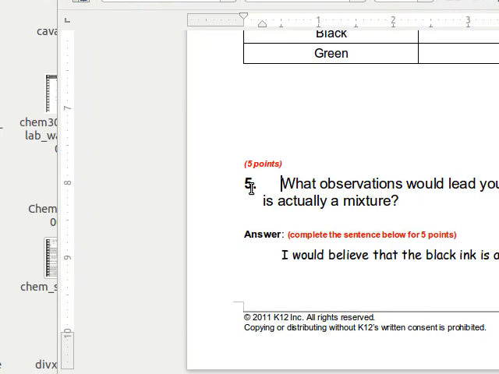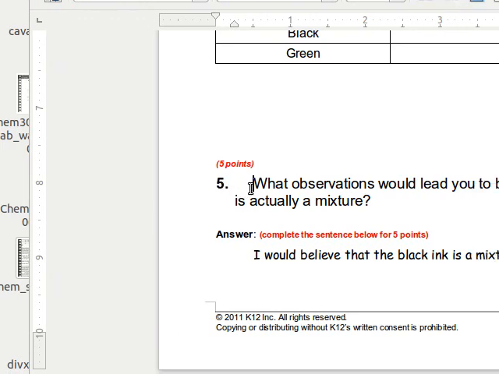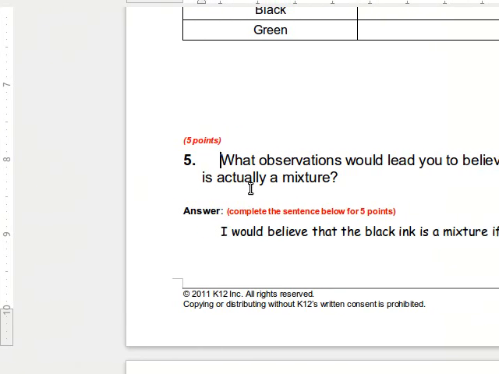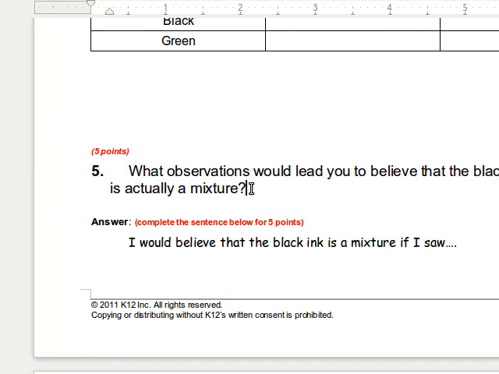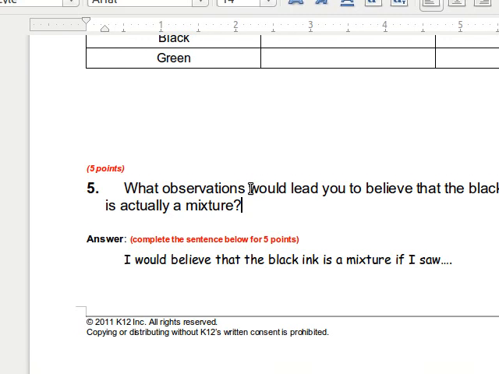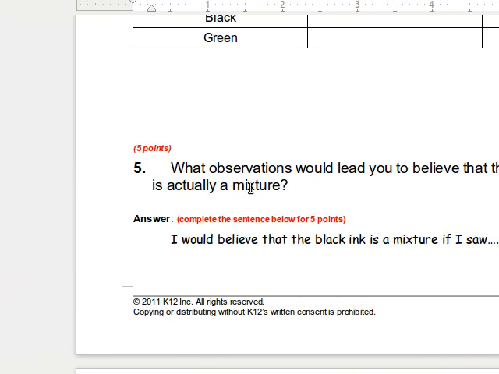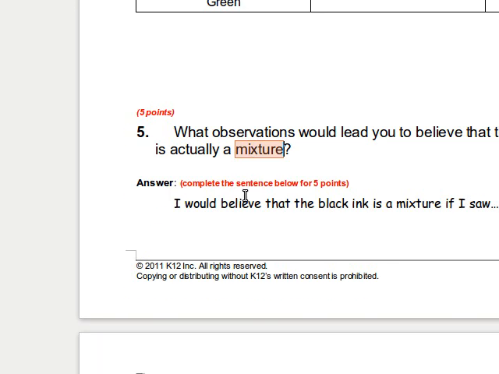Okay, let's tackle question 5, which is a pretty simple one. It's asked as if it's hypothetical, as if you don't even have to do the lab. The question is, what observations would lead you to believe that the black ink is actually a mixture? Maybe you do believe that the black ink is a mixture. Maybe you haven't done the lab. Doesn't matter, because all they're asking is what would make you think that the black ink is not just black ink, but it's a mixture of different colors. Well, what would you have to see to think that?